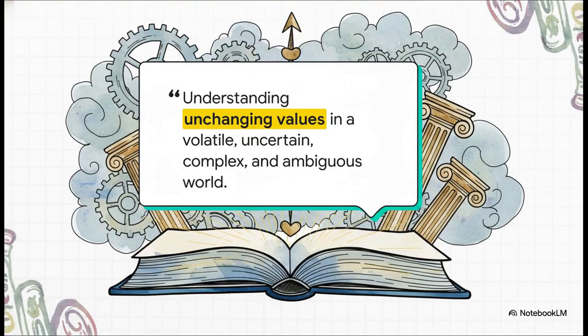Look at this quote. It really hits the nail on the head. Literature helps us understand unchanging values in a volatile, uncertain, complex, and ambiguous world. That is the core takeaway here. Literature is not just an academic subject where you memorize plot points for a quiz. It is the ultimate survival tool. It provides a steady compass of human empathy and shared cultural truth when absolutely everything else around us feels completely unpredictable.